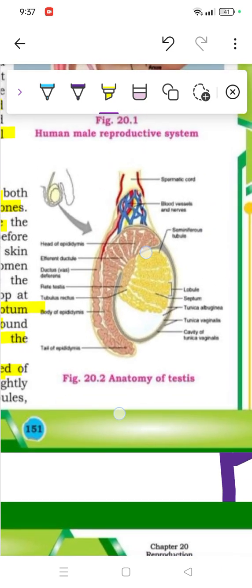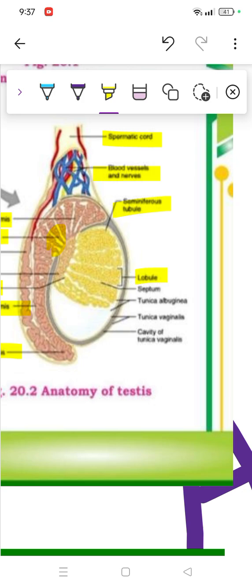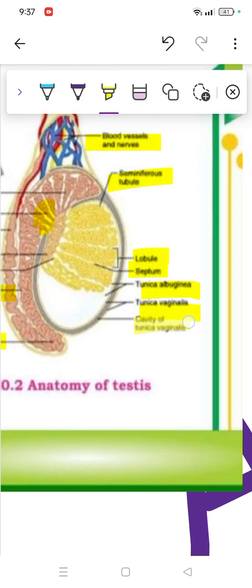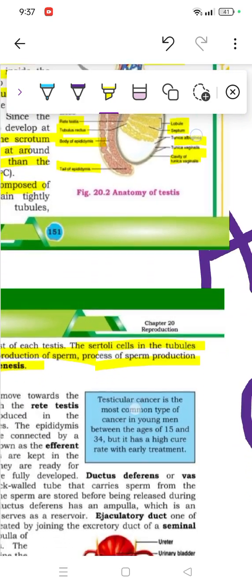What you will see is the body of the epididymis, then the tubulus and tail of the epididymis, and the efferent ducts. Here is the head of the epididymis. Here are the spermatic cord, blood vessels and seminiferous tubules. Here you'll see each one is a lobule. Then this is called a septum. Here is the tunica vaginalis, and here is the cavity of the tunica vaginalis. Here are the ducts, and I'm sure this is clear to you.